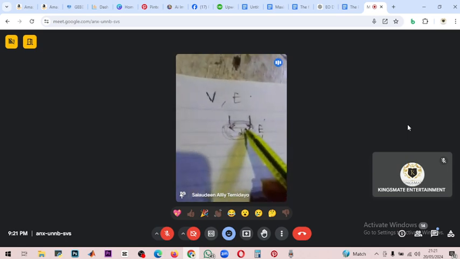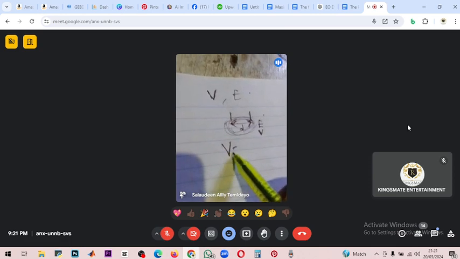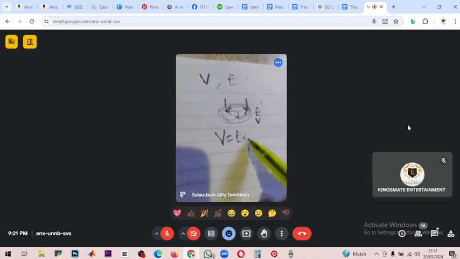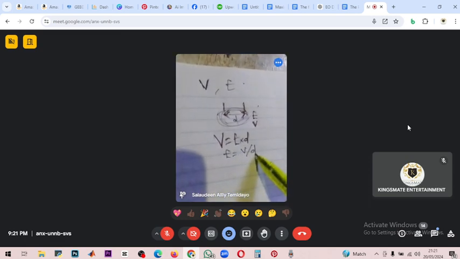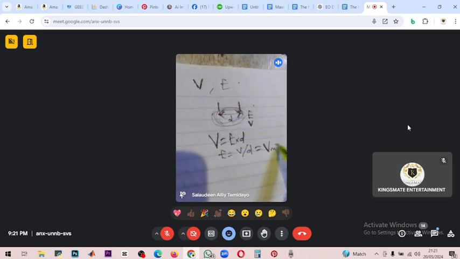So it is connected with this formula by saying the potential difference is equal to the electric field intensity times the distance. So electric field intensity is V over D. That is why I mentioned some time ago that one of the units of electric field intensity is volt per meter.